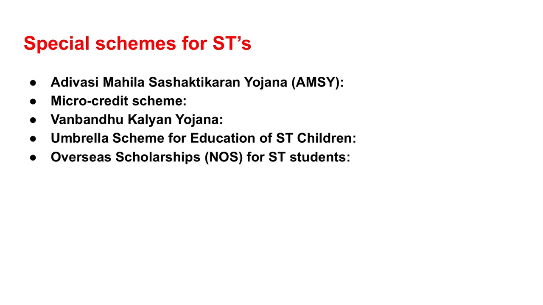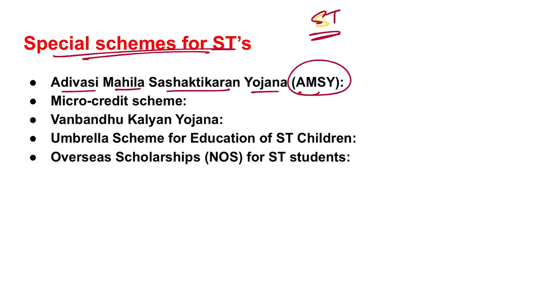So similar to scheduled caste development, there were schemes for the development of scheduled tribes also. The important schemes that were made for scheduled tribes were Adivasi Mahila Shashaktikaran Yojana, AMSY. So this is an exclusive scheme for the economic development of scheduled tribal women at a highly concessional rate of interest.